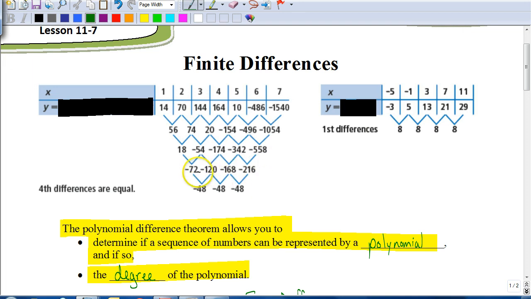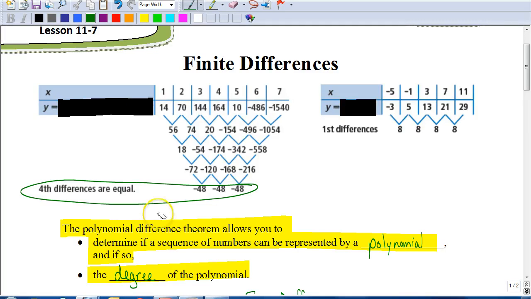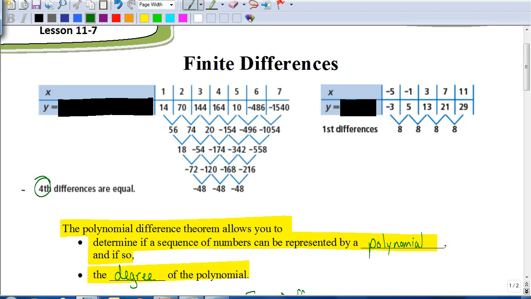If I take negative 120 minus negative 72, it gives me negative 48. Negative 168 minus negative 120 gives us also negative 48. And negative 216 minus negative 168 also gives us negative 48. So if you notice, our fourth row of differences are all equal. Now that does not mean the degree of the polynomial is going to be negative 48. What that means is, since it's the fourth difference, if you look back at the original one, the degree is going to be 4. So the row of differences, when they're all the same, tells you what the degree of the polynomial is.